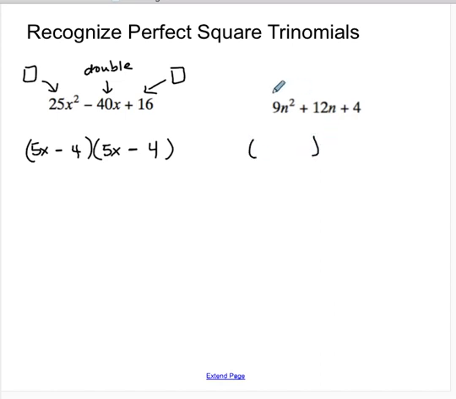Here you've got, again, a square, right? A square. And the root here is 3, the root here is 2. 2 times 3 is 6. 6 doubled is 12. So this will follow the same pattern. Use the sign from the middle. And so that's just 3n plus 2 and 3n plus 2. Okay.